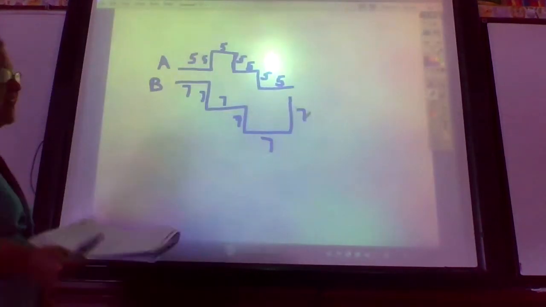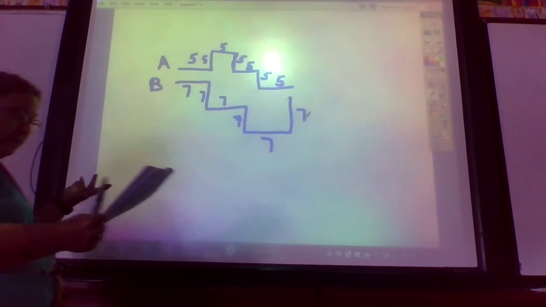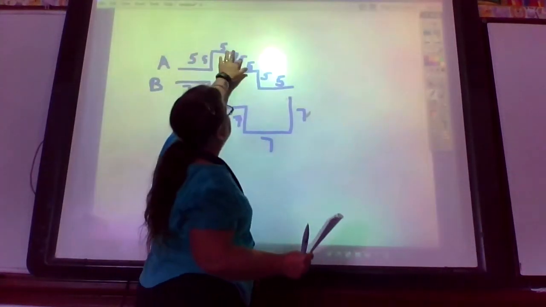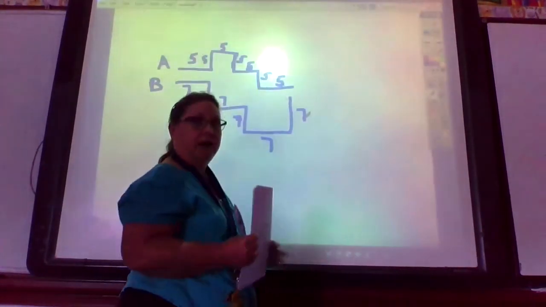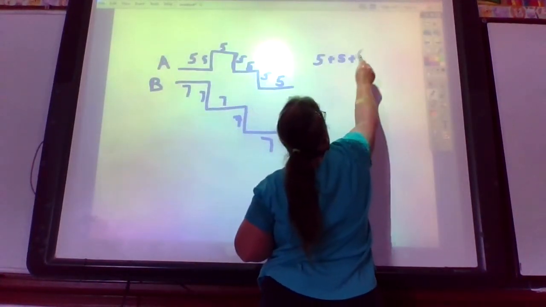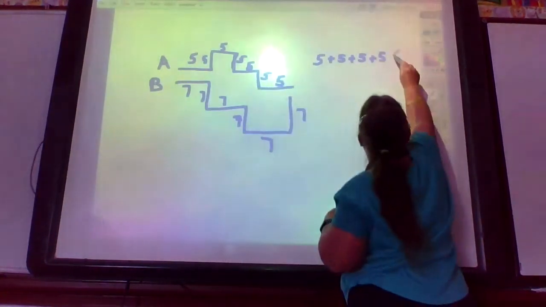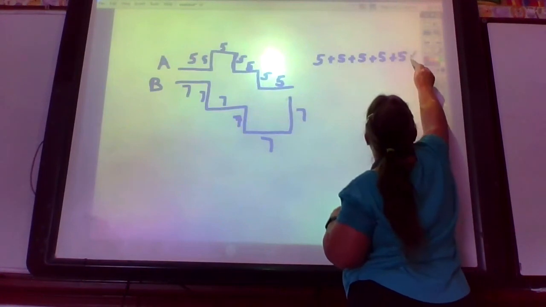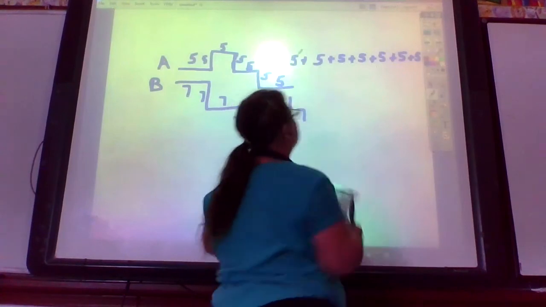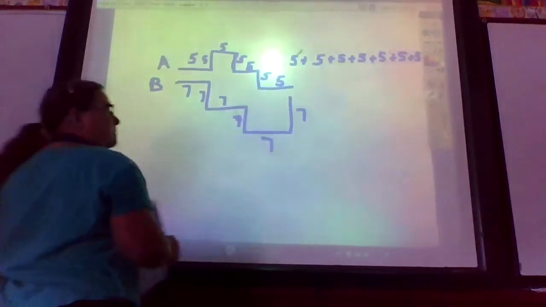Okay? Now we need to see which way is the shortest. So question A says, how many meters is Route A? Well, we have one, two, three, four, five, six, seven. We have seven fives, okay? So we can say 5 + 5 + 5 + 5. Let me go back and count, make sure I have 7 of them. 1, 2, 3, 4, 5, 6, 7, I do, okay?